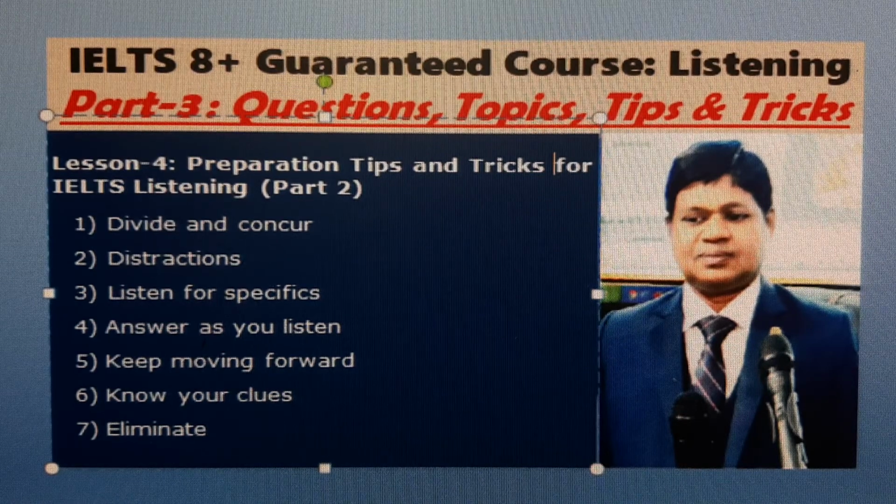Tip 2. Distractions. Don't get confused by all the different voices you are going to hear. The recording uses several different voices of younger and older people, men and women. You may also hear different accents like Australian, British, American, Canadian, etc. The background noise also varies.